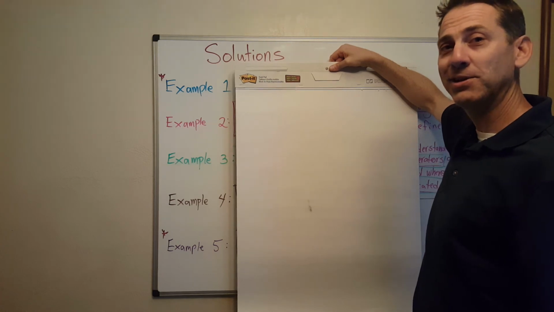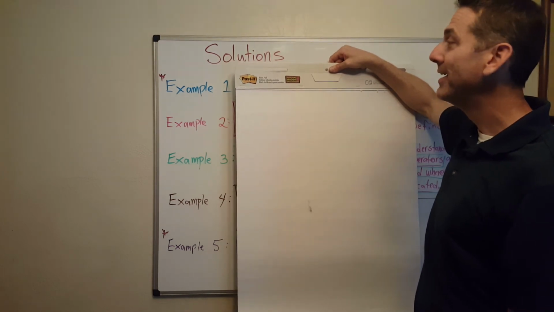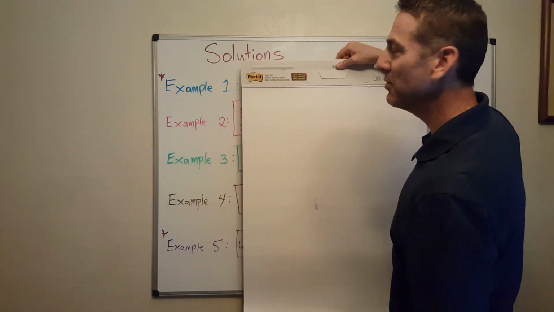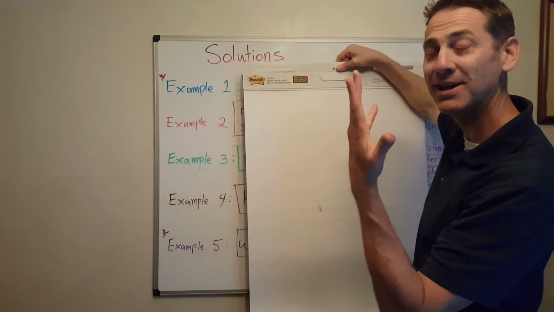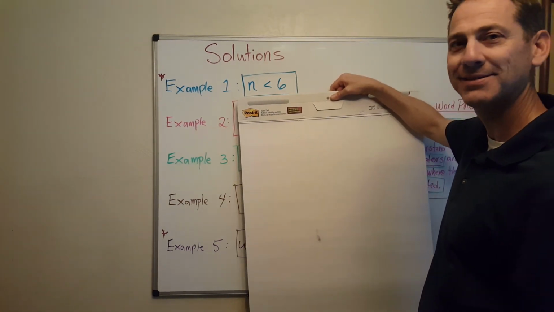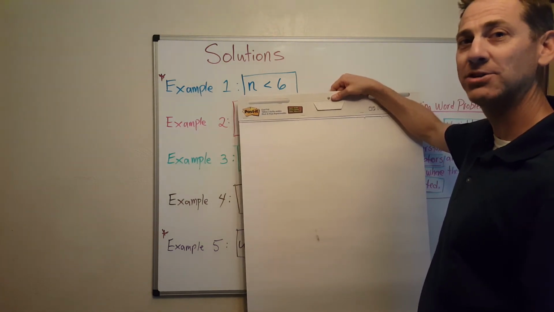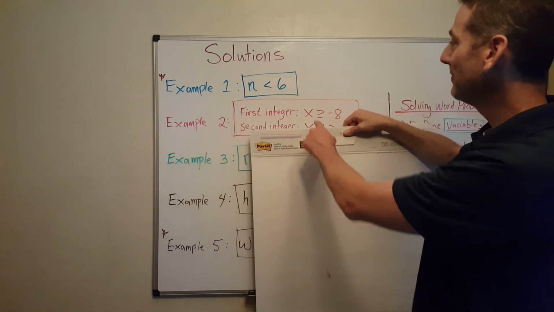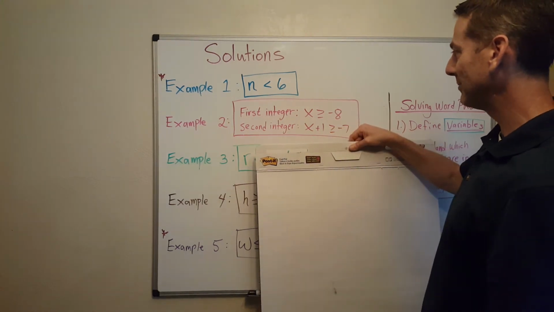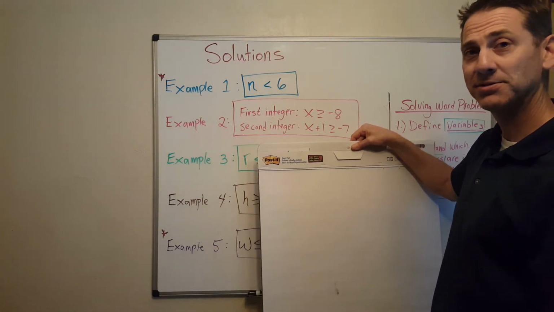All right, so now we're going to take a look at all the solutions to our 5 word problems that we've been working on. All right, so I got them hidden here. All right, example number 1. Did you remember to reverse the sign, the inequality symbol, because you divided by a negative? We got n is less than 6. N is less than 6. Example 2, that was the consecutive integer problem. The first integer, x is greater than or equal to negative 8. The second integer was x plus 1 is greater than or equal to negative 7. All right, those are consecutive integers.